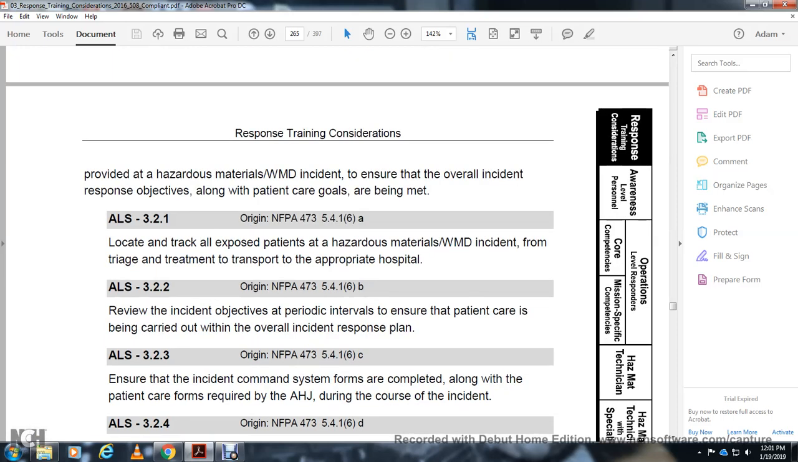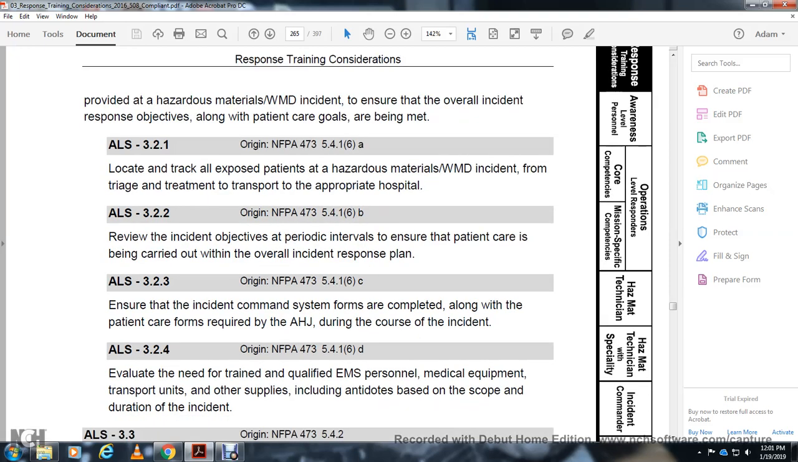Ensure the incident command system forms are completed along with the patient care forms, with the authority having jurisdiction during the course of the incident. Evaluate the need for qualified emergency medical service personnel, medical equipment, transport units, and supplies, including antidotes, based on the scope and duration of the incident.